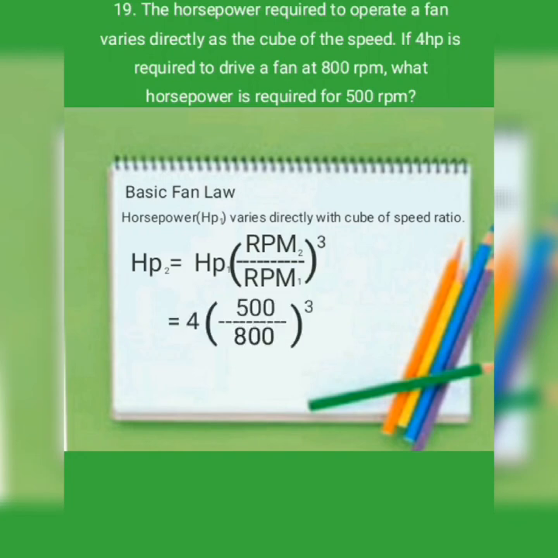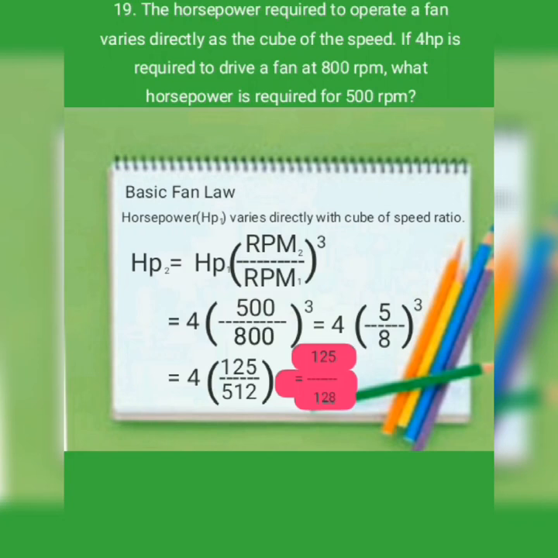By substitution, we have 4 times the quantity of 500 over 800 cubed. 500 over 800 is also equivalent to 5 over 8. So 4 times 5 over 8 cubed is equal to 4 times 125 all over 512. 4 times 125 over 512 is equal to 125 over 128.